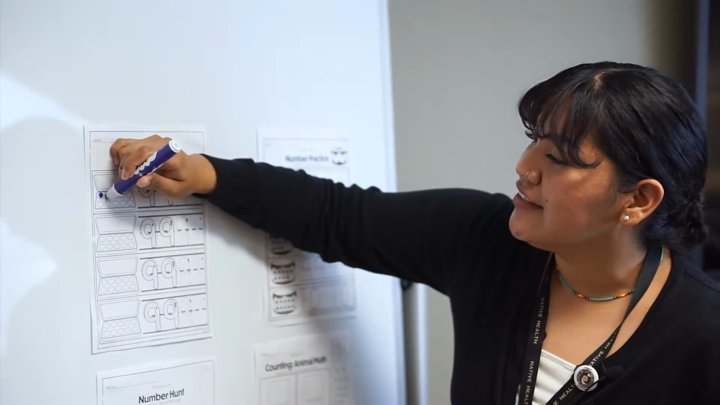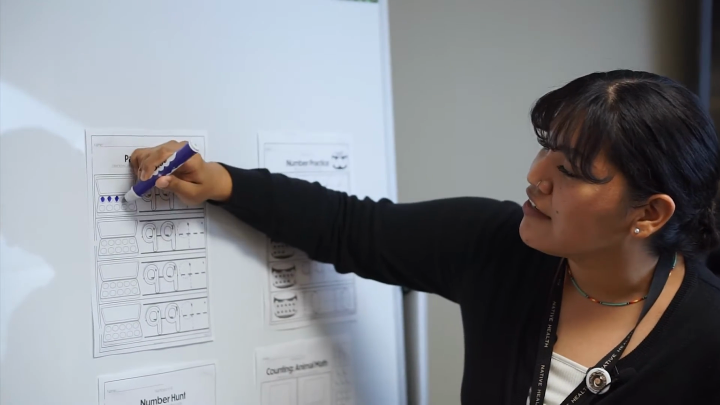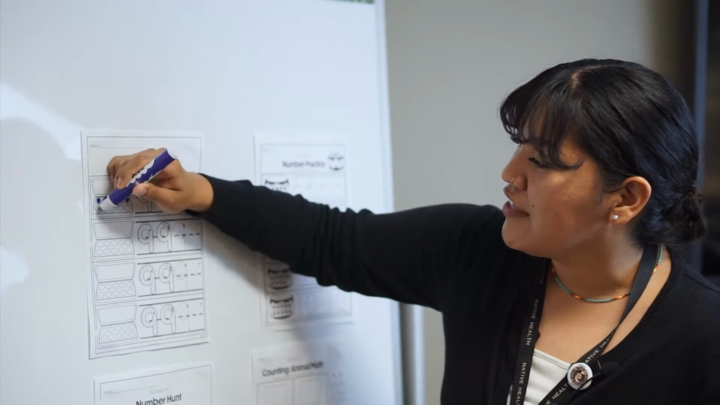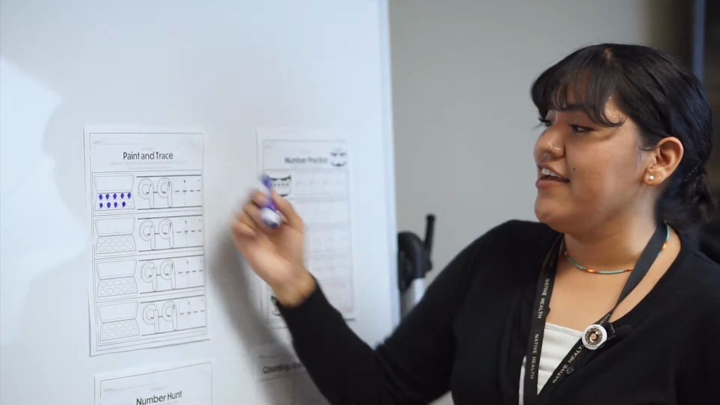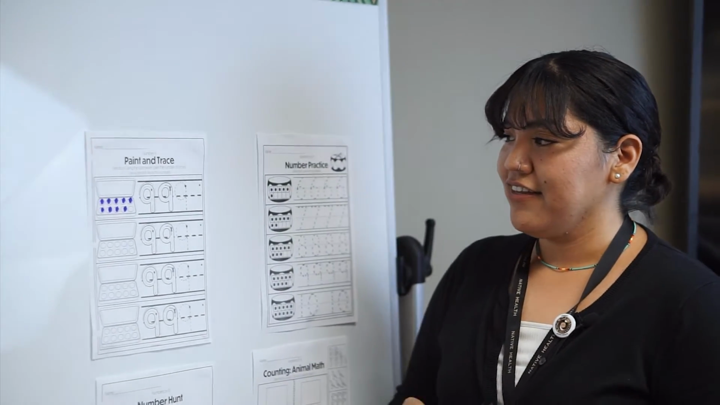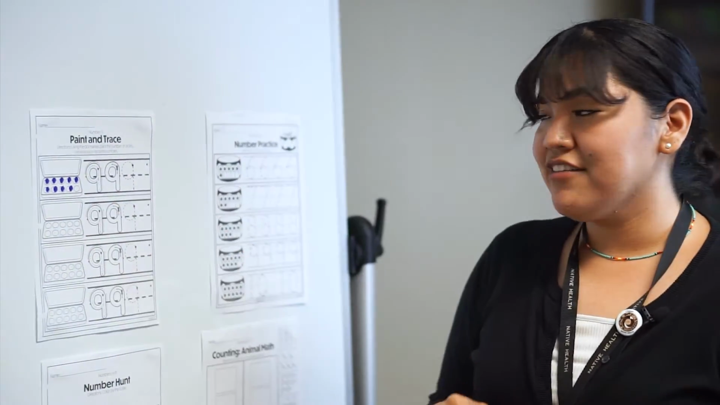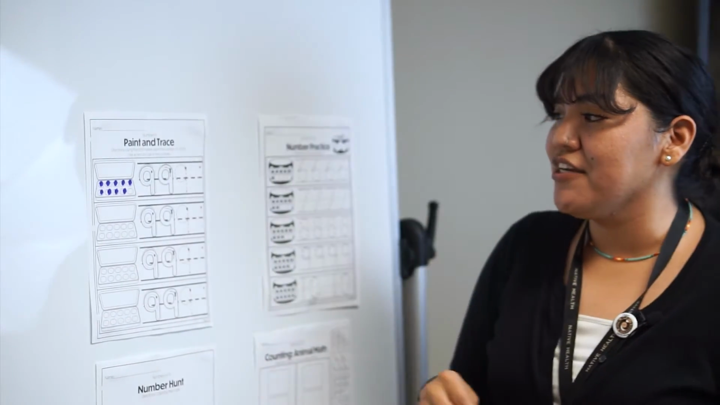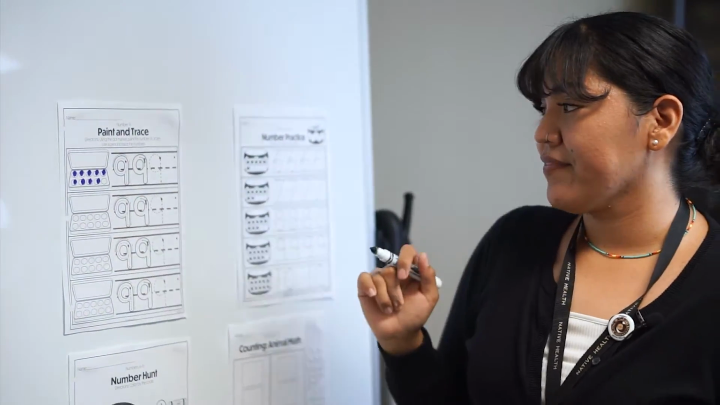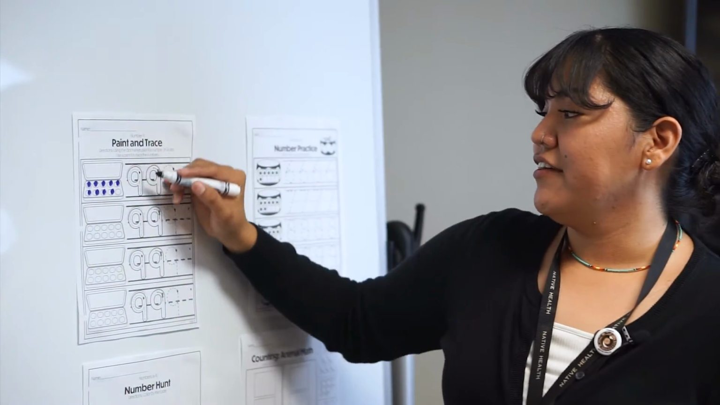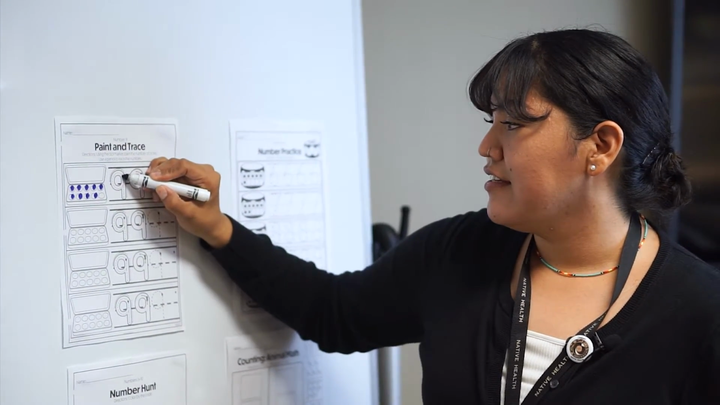Counting 1, 2, 3, 4, 5, 6, 7, 8, 9. All right, painted 9 dots. Let's trace 9. Everyone get your pencil in your hand and we can trace 9. All right, let's start at the dot.